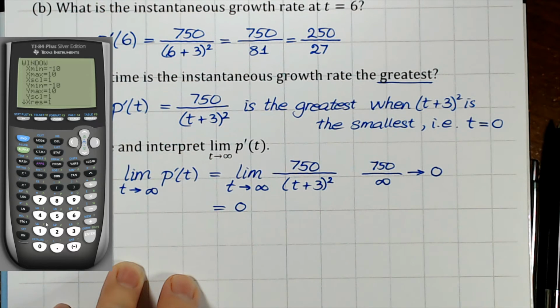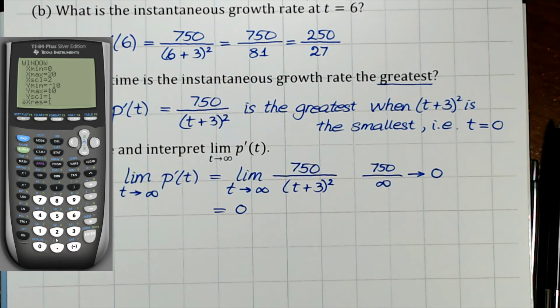Let's put t greater than or equal to 0. So let's say t goes from 0 to a very big number, let's say 20, with an increment of 2. For the y values, let's say negative 10 to 500, with 100 for each increment. Then we'll see the graph. So the graph looks like this.